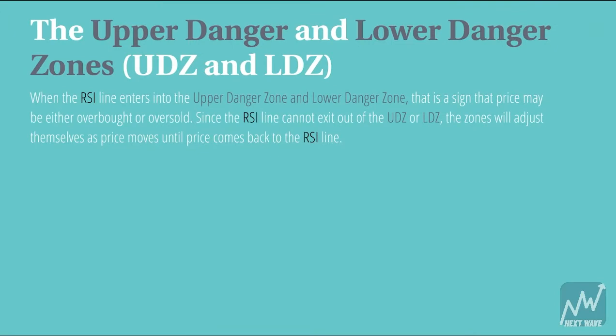When the RSI line enters into the upper danger zone and lower danger zone, that is a sign that price may be either overbought or oversold. Since the RSI line cannot exit out of the upper danger zone or lower danger zone, the zones will adjust themselves as price moves until price comes back to the RSI line.